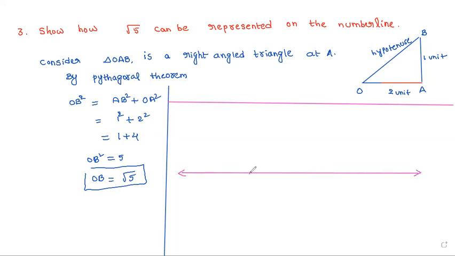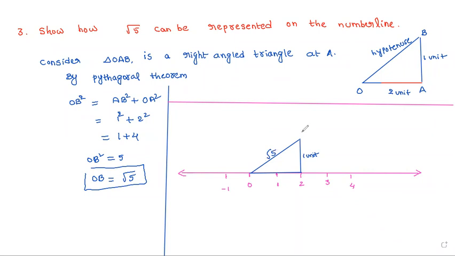So 0, taking negative numbers. Next 1, 2, 3, 4. So first you take 2 units, so 0 to a distance of 2 units. Next draw the perpendicular 1 unit and join OB. So 2 units and 1 unit, that is root 5.